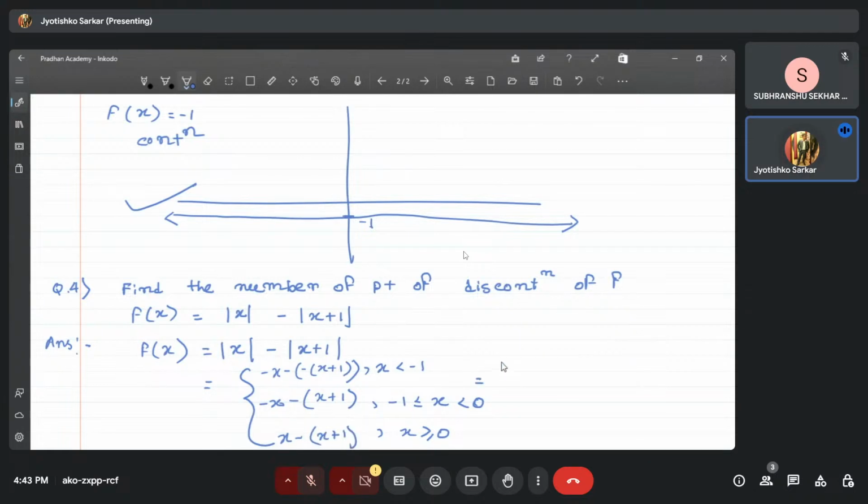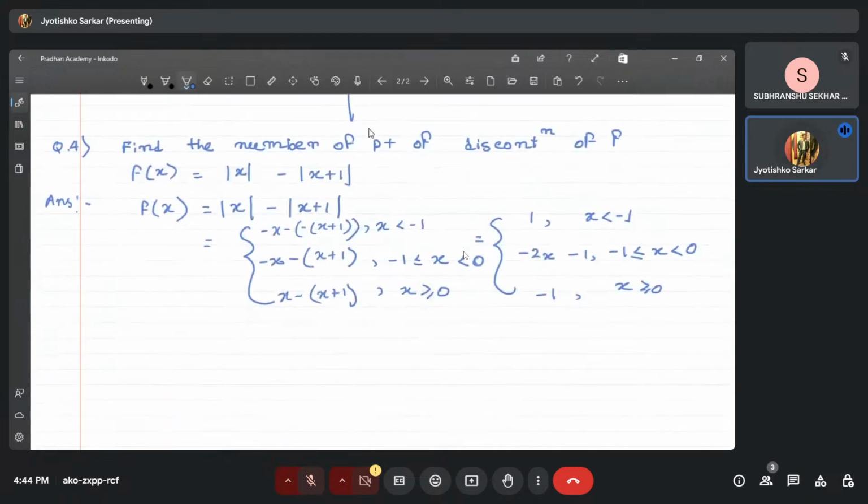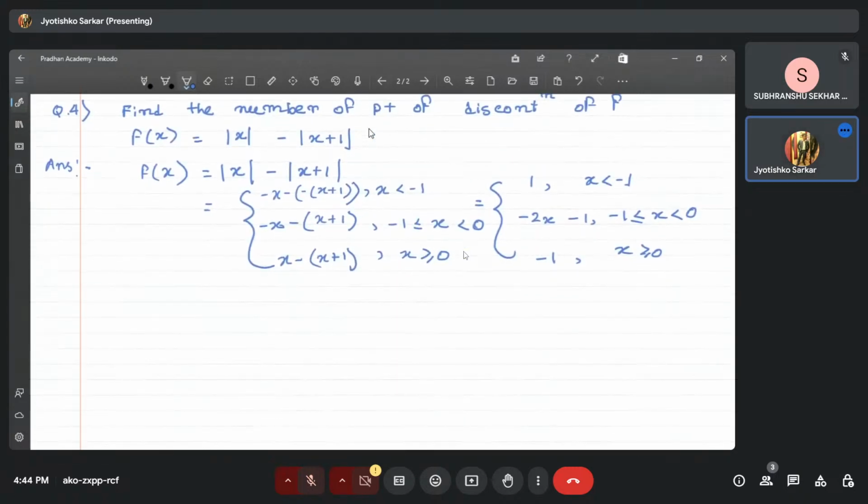So our function is, there x and x will be cancelled out. So here is 1 for x less than minus 1. Here minus 2x minus 1 for minus 1 less than or equal to x less than 0, and minus 1 whenever x is greater than or equal to 0. Now this is our function. We can easily draw the graph of the function now. So let's draw.